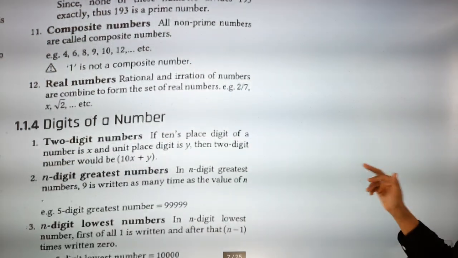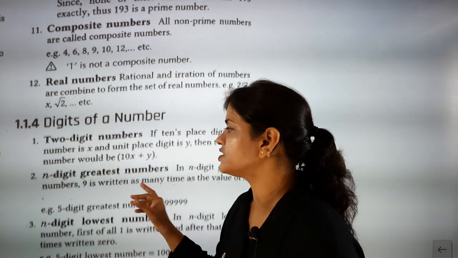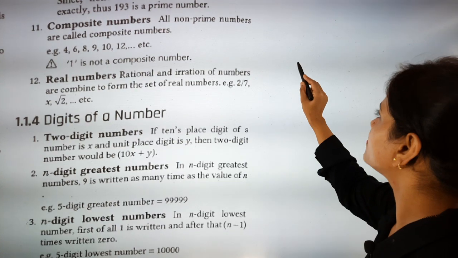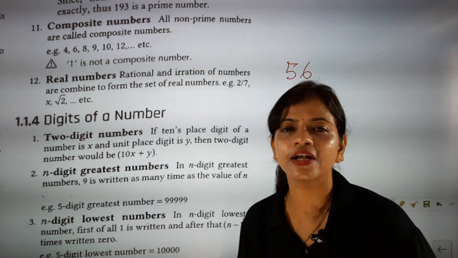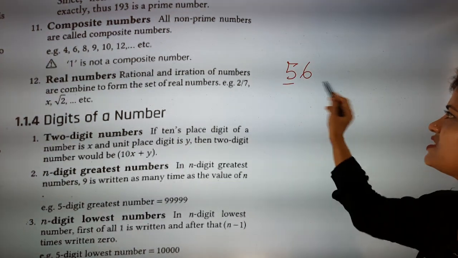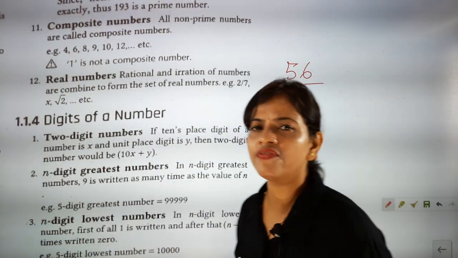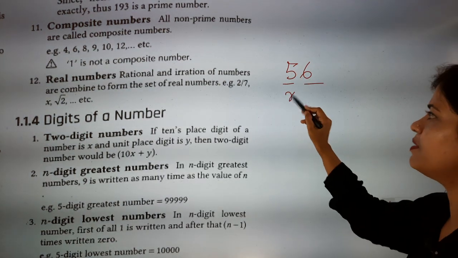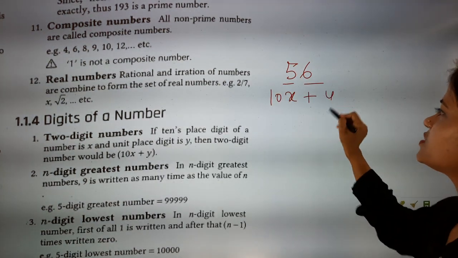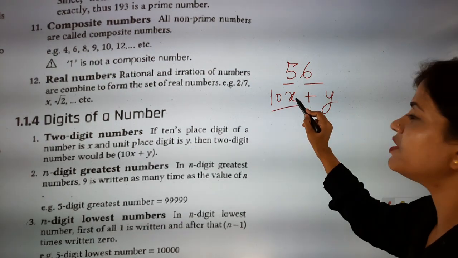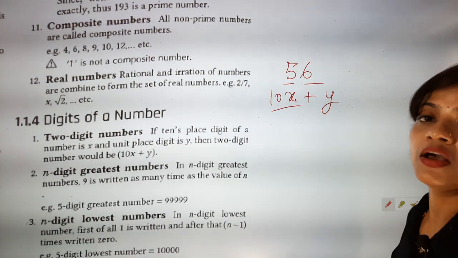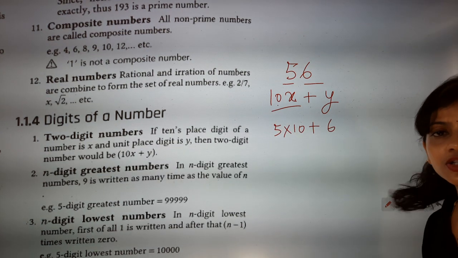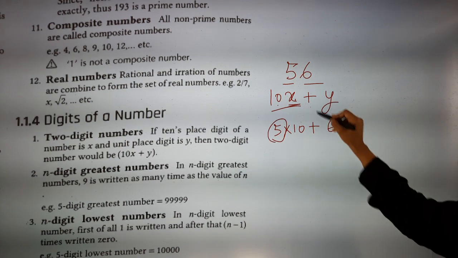Now, how to present a 2-digit number. If somebody asks you how to present a 2-digit number, take any number like 56. What will you say? 5 is the tens place and 6 is the unit place. So how to represent it by variables? We will write 10x plus y. 10x means the number x is multiplied by 10. So it is written as 5 into 10 plus 6. Understood? So variable x is 5 and y is 6.